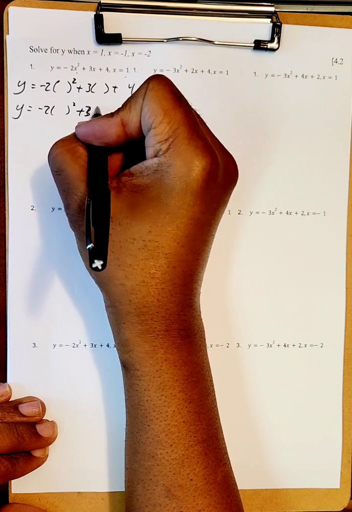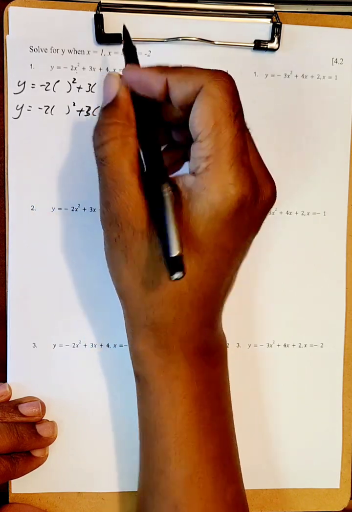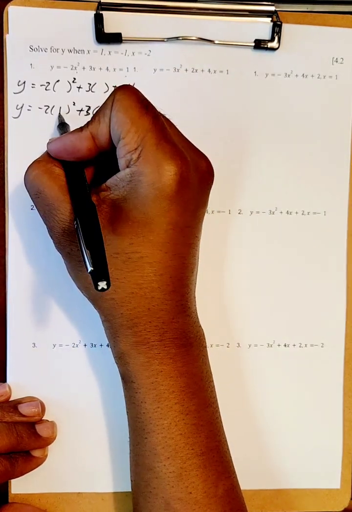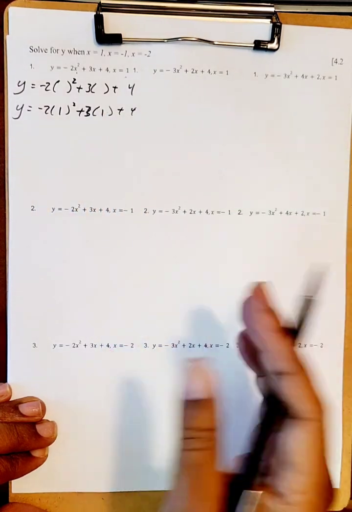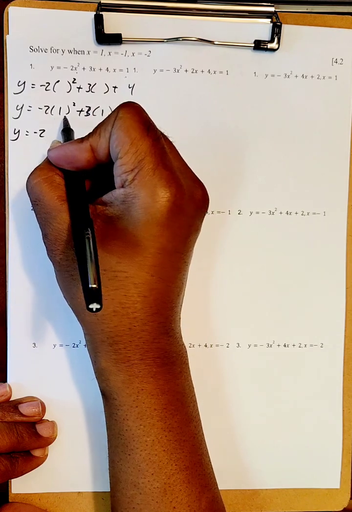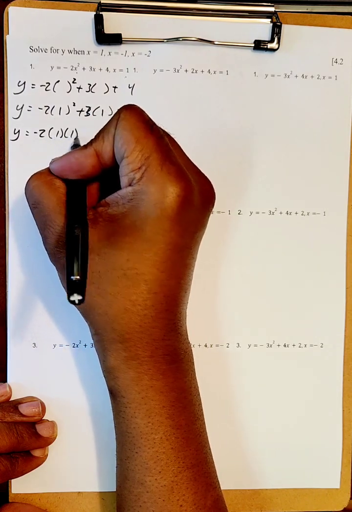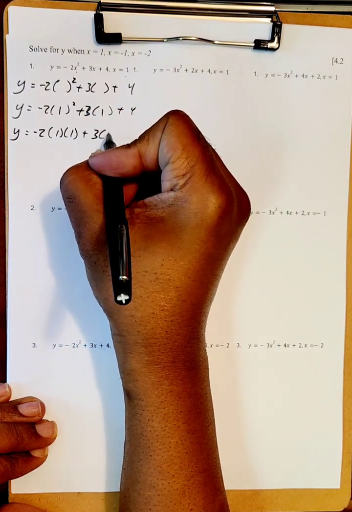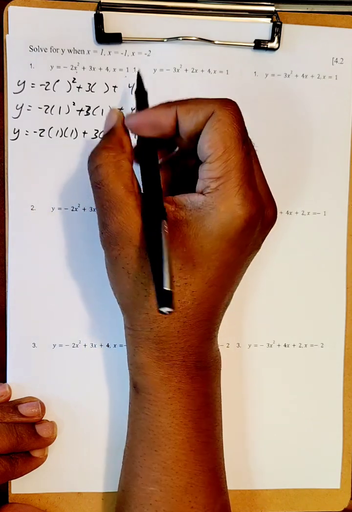And I'm just rewriting the problem here, so I can put in the 1 for all the x's. So 1 here and 1 there. Now it's time for expansion. So this will be a -2. This becomes 1 times 1, then plus 3 times 1, then plus 4.